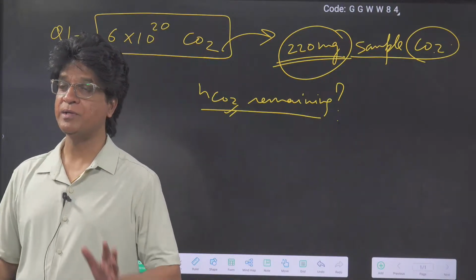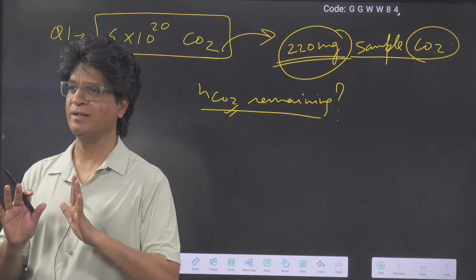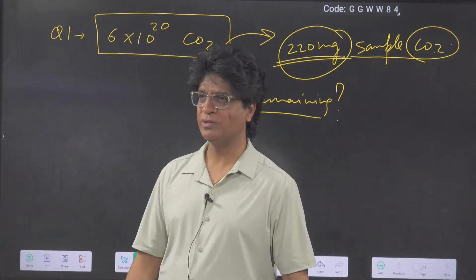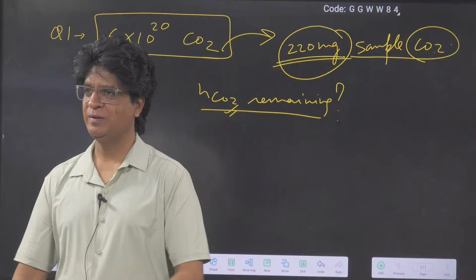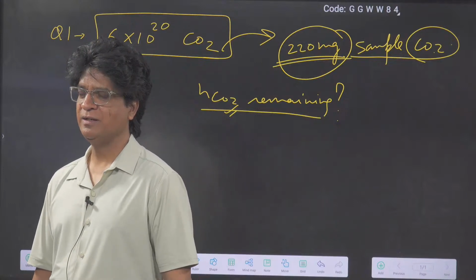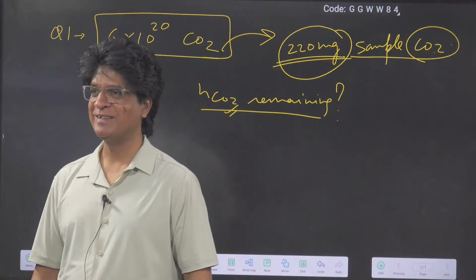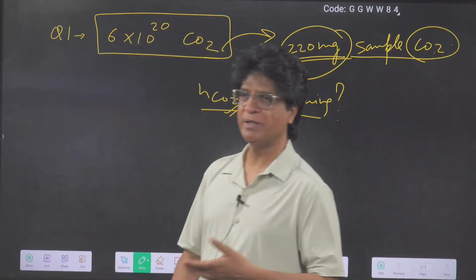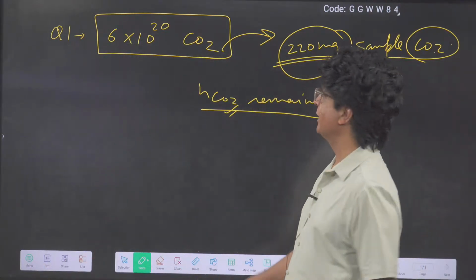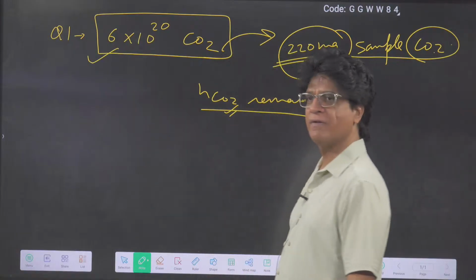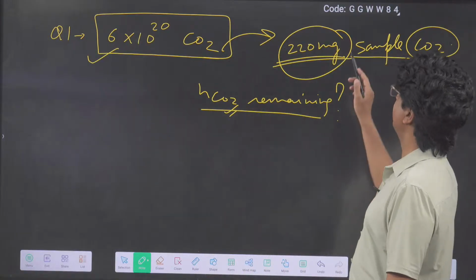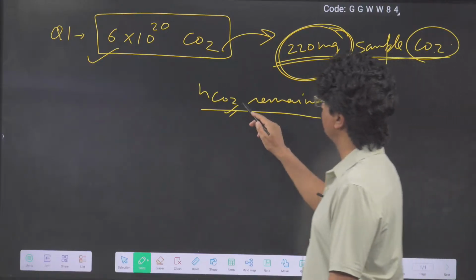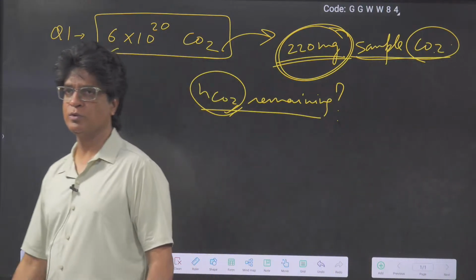I'm asking, Charan, the number of moles of CO2 remaining. I'm not asking mass. Number of moles remaining. Nasir, I'm not asking gram, I'm asking moles. So be careful, understand the question, then try to answer it. Those who have joined a bit late, I want to repeat the question again. So 6 into 10 to the power of 20 molecules of CO2 are taken out of a 220 milligram sample of CO2. Find the number of moles of CO2 remaining.